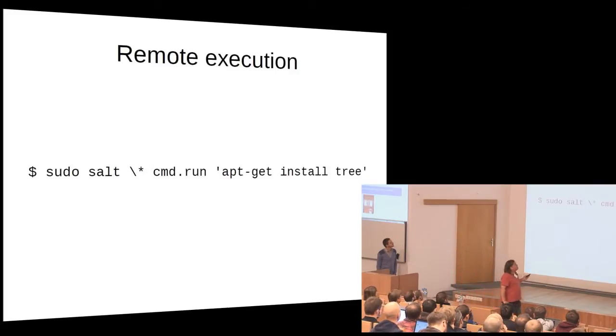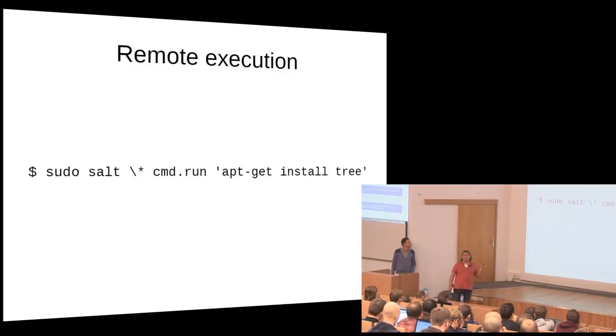This is the basic command when you want to run commands on minions. Sudo, everyone knows. Salt, this is the main command. The asterisk means run this code on all minions. Of course, you can specify specific servers, groups of servers, even operating systems, everything you want. cmd.run basically runs a command from the cmd package, meaning run this shell command on machines. apt-get install tree uses the Debian-specific package manager.